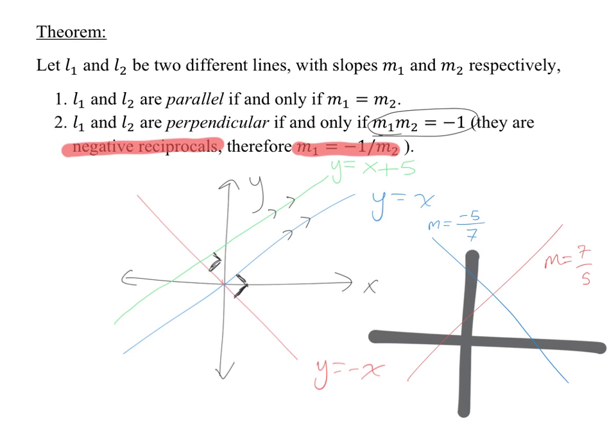Negative means if it was positive, make it negative. Reciprocal means flip the top and bottom. If the original one had a negative slope, the new one has a positive slope, obviously, because that's the converse of that statement. All right, do we get the concept first, then we can get into examples? So again, lines that are parallel, same slope. Lines that are perpendicular, negative reciprocal slopes.